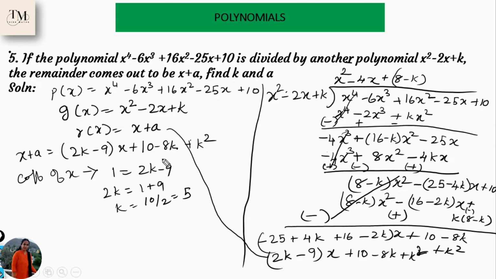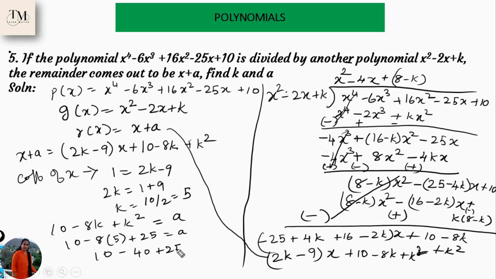So next the constant term is 10 - 8k + k^2, which is equal to a. On substituting k = 5, 10 - 8 into 5 + 5^2, which is 25, equal to a. So 10 - 40 + 25 = a. Adding the positive terms, 10 + 25 is 35. So 35 - 40 is -5. So a = -5. So we got k = 5 and a = -5. So this is the solution for the given problem.